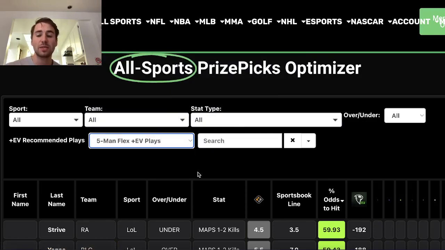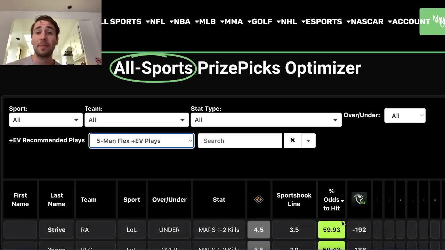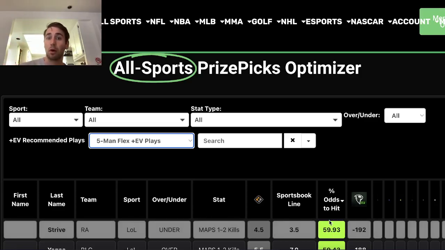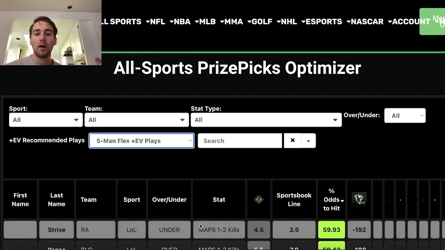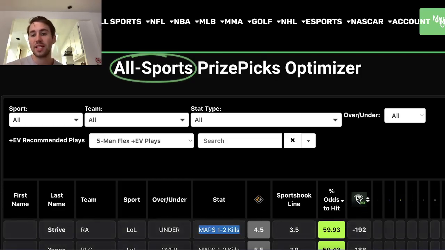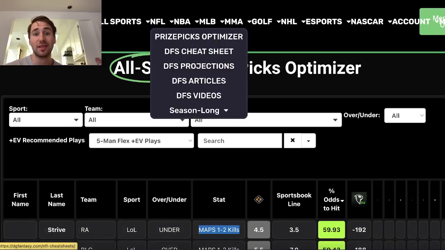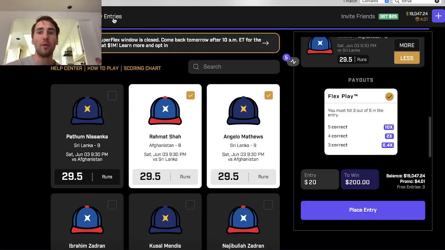So I'm playing a flex play on PrizePicks, and you're going to see the first play recommended. There's a lot of value in esports, a lot of discrepancies. It's a pretty inefficient market, right? So you're going to see it's Strive under 4.5 maps 1 to 2 kills. The sportsbooks have the line at 3.5. PrizePicks is at 4.5. So according to this DGF company, this play is 60% to win. So this is the final player prop that I went with on PrizePicks.